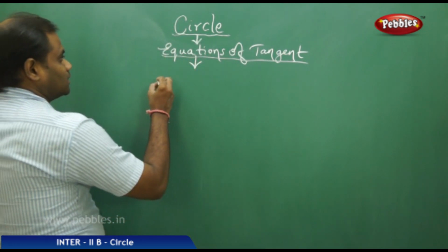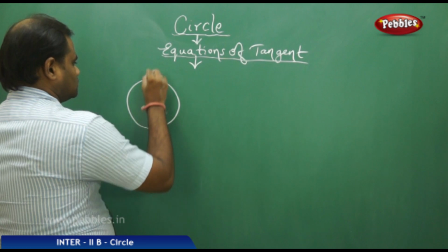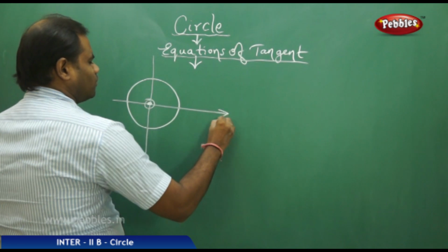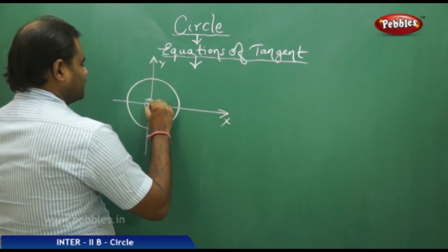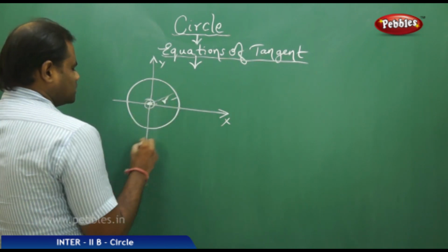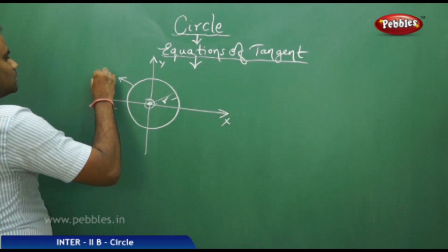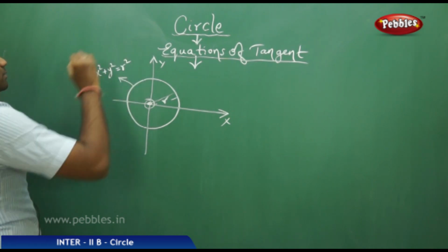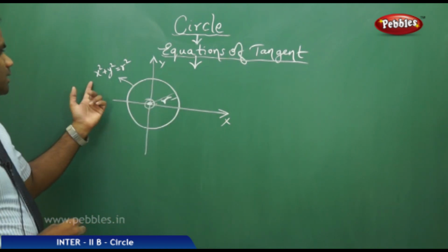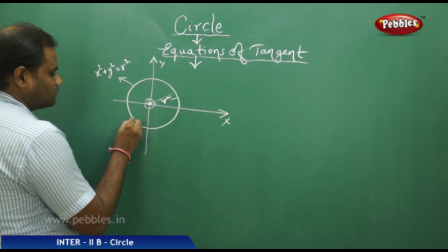Now say I have a circle with center at the origin and having radius r. That is, the equation of this circle is x square plus y square equal to r square, because the center is origin and the radius is r. So for this circle x square plus y square equal to r square, let me draw a tangent somewhere here.